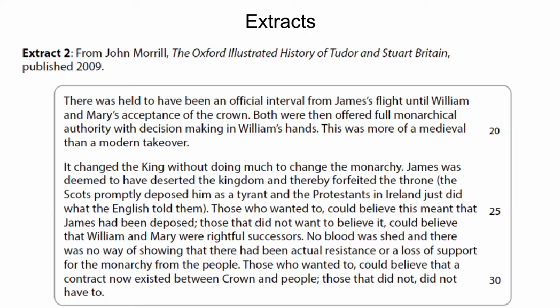So essentially what this is arguing is that it didn't really change a great deal. It says it changed the king without doing much to change the monarchy. Okay, so that's the crux of this. So let's get into what the A-star answer looks like.